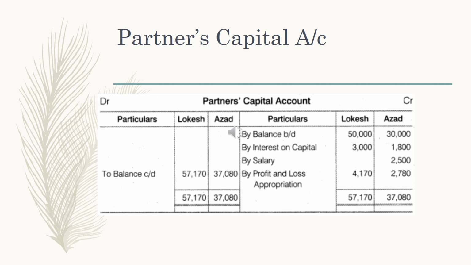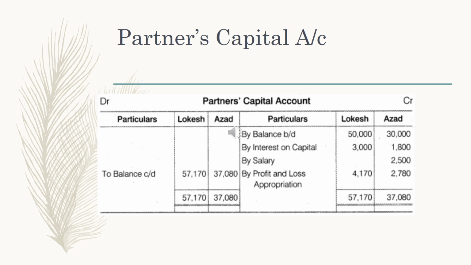Now here is the capital account. In this, the date column is not there because space was not sufficient. So you just make the date column, although dates are not given in the question. Over here, the capital balances of both the partners, Lokesh and Azad, we write on the credit side. You all know that the capital account has a credit balance. So for Lokesh it is 50,000, for Azad it is 30,000. Then interest on capital is also written on the credit side, which is 3,000 and 1,800.